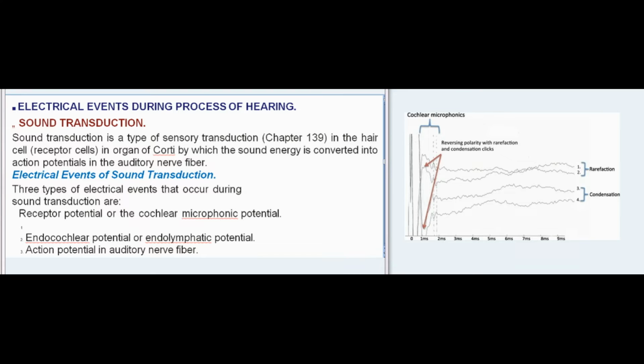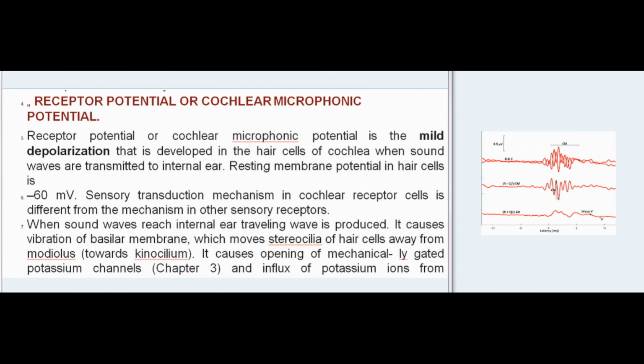Three types of electrical events that occur during sound transduction are: receptor potential or the cochlear microphonic potential, endocochlear potential or endolymphatic potential, and action potential in auditory nerve fiber. Receptor potential or cochlear microphonic potential is the mild depolarization that is developed in the hair cells of cochlea when sound waves are transmitted to internal ear. Resting membrane potential in hair cells is -60 mV.